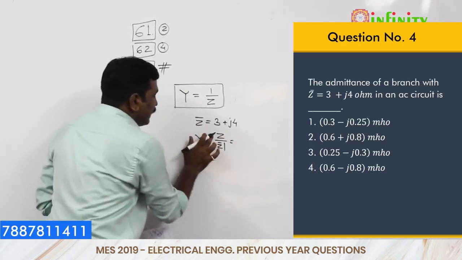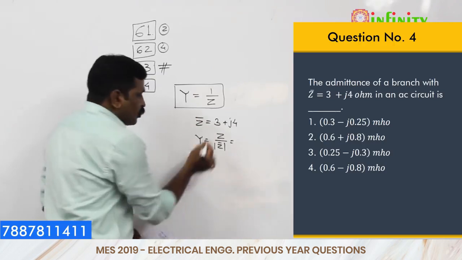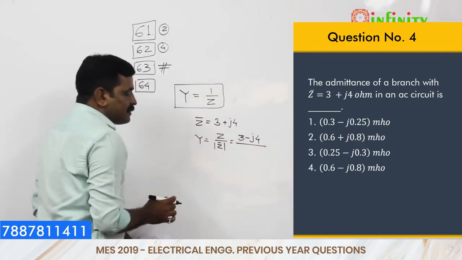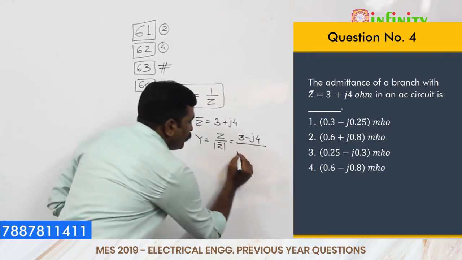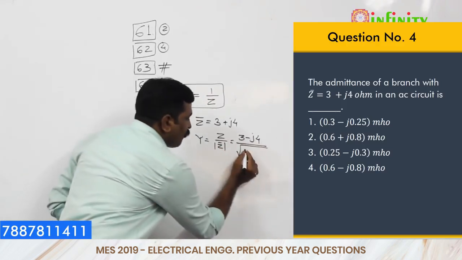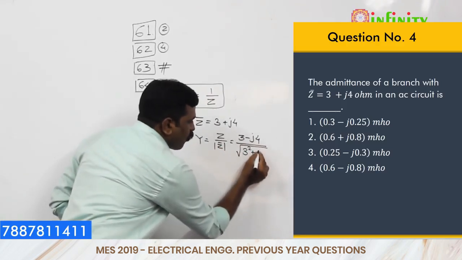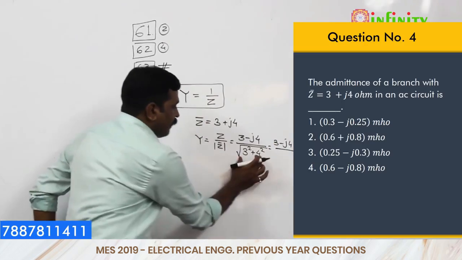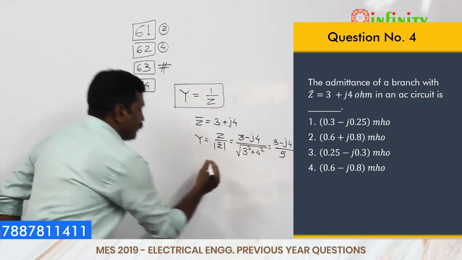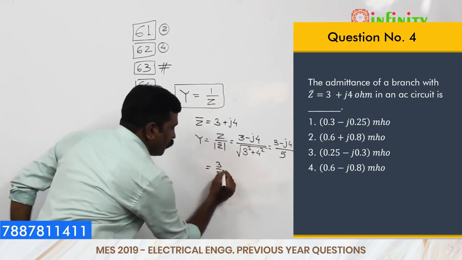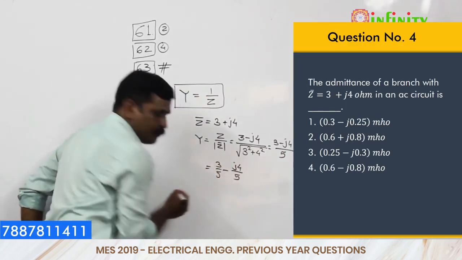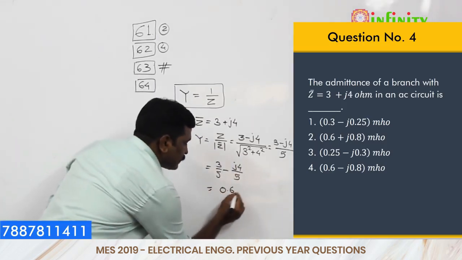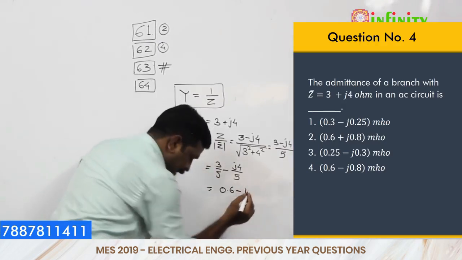So here what is Z? Z bar is 3 plus J4. So Z is definitely 3 minus J4 divided by the mod of this particular Z. While calculating this part, we use the square root of 3 square plus 4 square. So if we simplify, this is 3 minus J4 divided by 5. If we simplify this particular part, this is 3 by 5 minus J4 by 5. After simplification, you will get the exact answer, that is 0.6 minus J times 0.8.